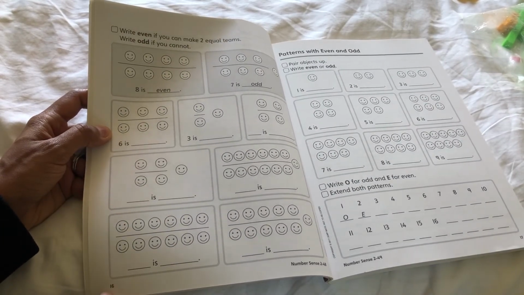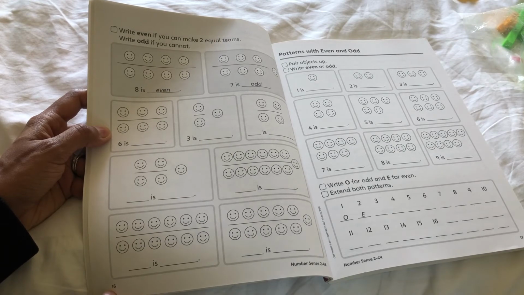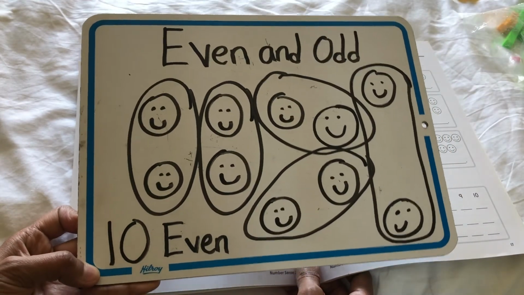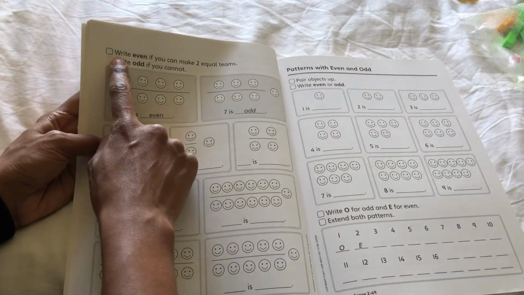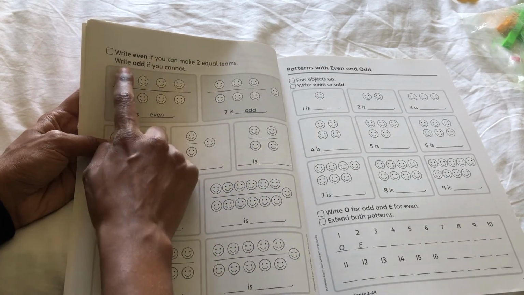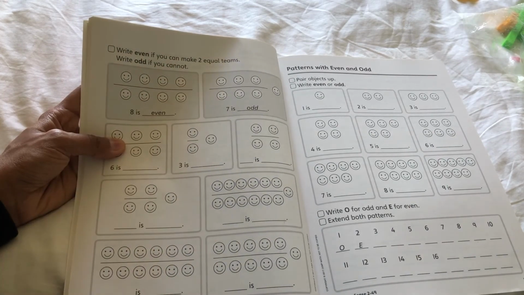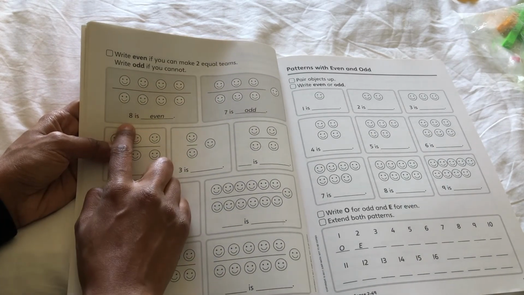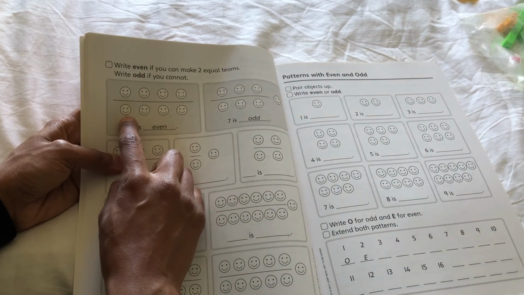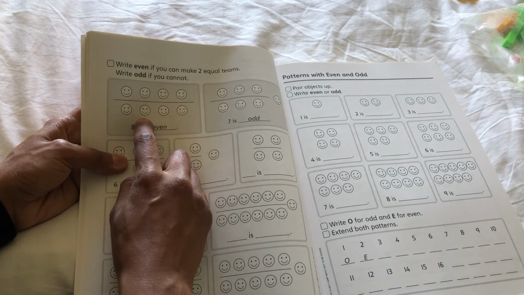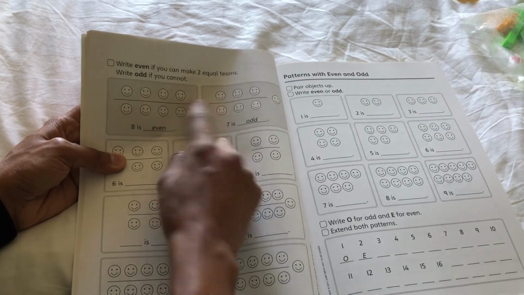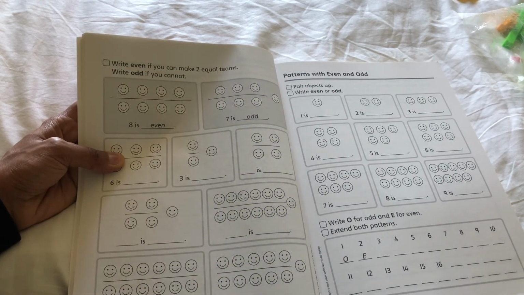Page 16 of our Jump Math 2.2 book is very similar to the example that I did with the smiley faces. Write even if you can make 2 equal teams. Write odd if you cannot. Let's look at the example that they've already done. Here I have a smiley face and there's another smiley face underneath. Smiley face with another smiley face underneath. Smiley face with another smiley face underneath. And there's this last smiley face with another smiley face underneath.